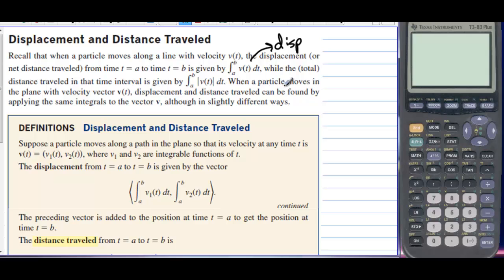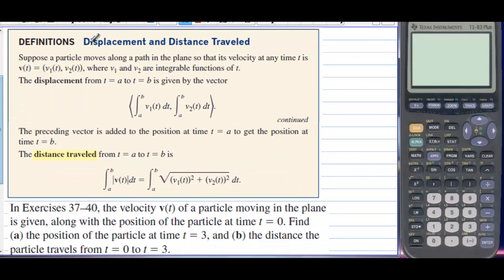We can use displacement to find the position, while the total distance traveled in the time interval is given by the integral of the magnitude of velocity. When a particle moves in the plane with velocity vector v of t, displacement and distance traveled can be found by applying the same integrals to the vector v, although in slightly different ways. We have a definition: displacement and distance traveled.